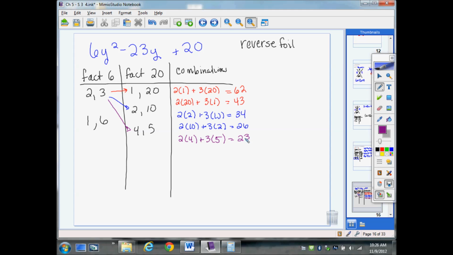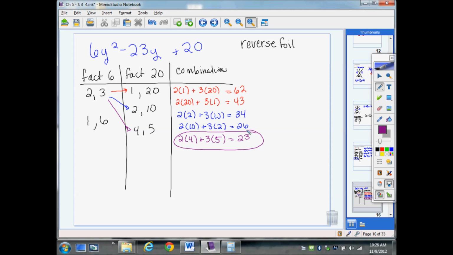Now that I have the correct combination, if that hadn't worked, I would have tried the next, flipped them, and then if those didn't work, then I would have gone to 1 and 6 and done the same thing over again. Does that make sense? Okay.